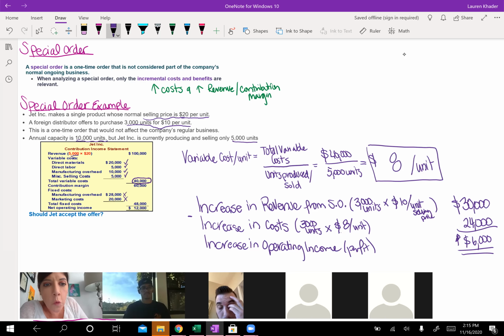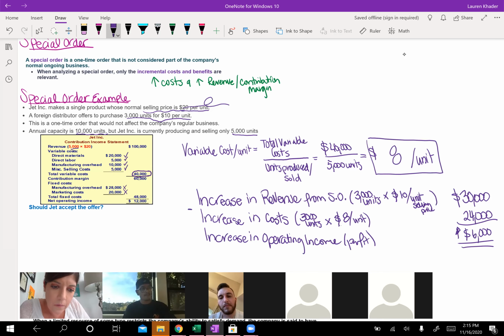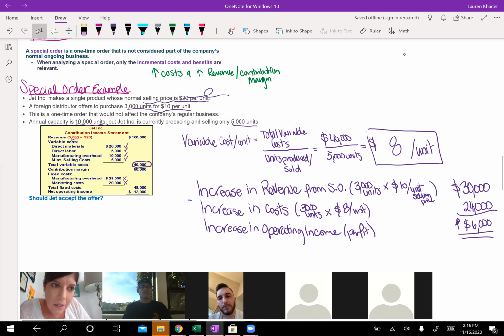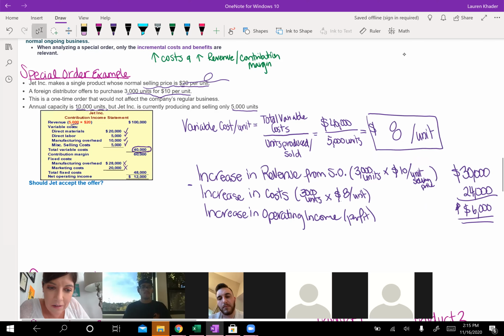So with special orders, the normal selling price is typically irrelevant. And fixed costs are also typically irrelevant unless they change. And it would just be the increase in those costs. Does that make sense? Okay.